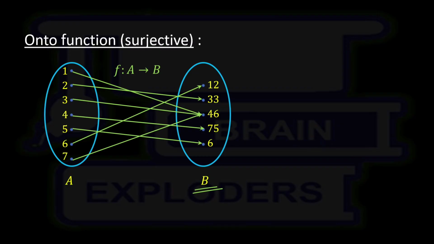So onto functions have a condition that all the elements of B have some preimage. Since all the elements have some pre-image, and moreover one element may have more than one pre-image, we can conclude that set A will have either equal or more elements than set B, right? So here cardinality of A is greater than or equal to cardinality of B for onto functions.